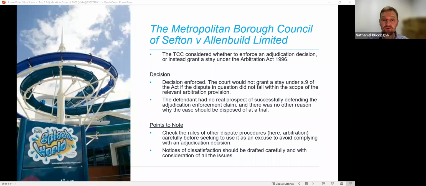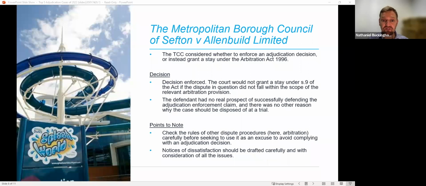Allenbuild sought to challenge enforcement of the adjudicator's decision and had preserved its position by issuing a notice of dissatisfaction. Now, their notice had been drafted very widely and included dissatisfaction with the entirety of the adjudicator's decision, including all conclusions, reasonings, and decisions. The council sought enforcement of the adjudicator's award, while again Allenbuild sought to stay the enforcement proceedings. Under NEC2, the decision of an adjudicator applies unless it's revised by a tribunal, which is either a decision of a court or a decision at arbitration.